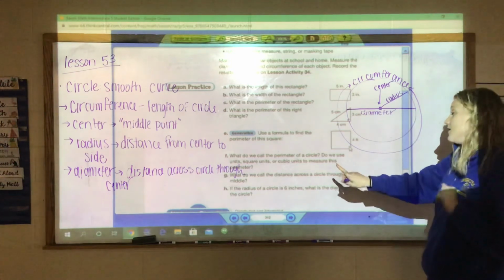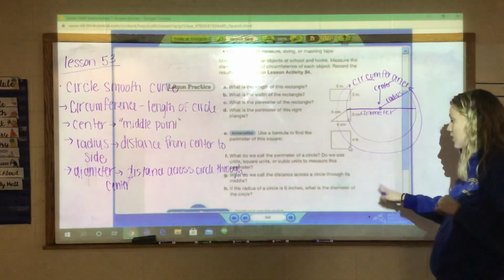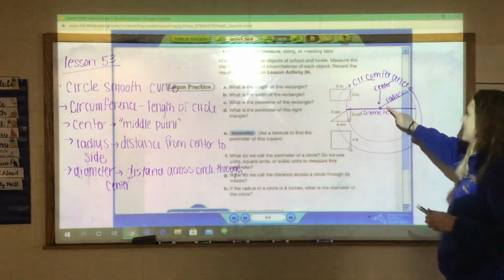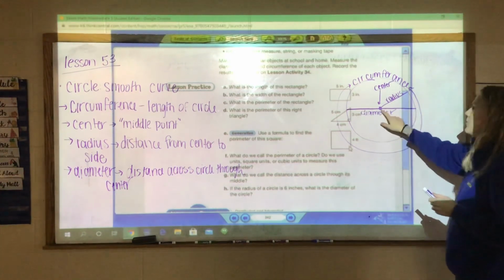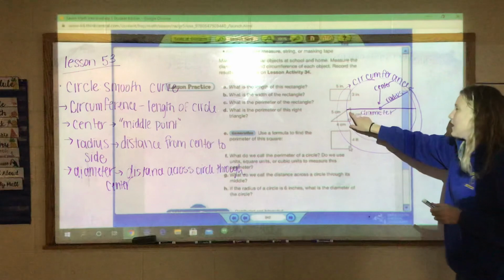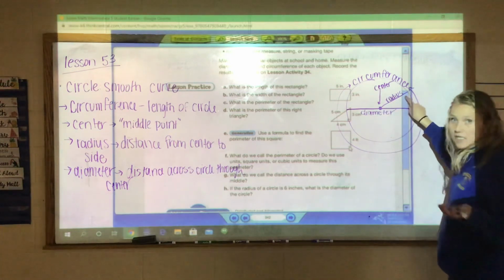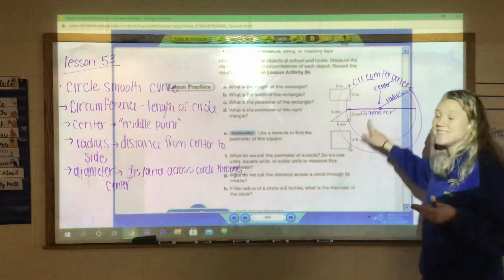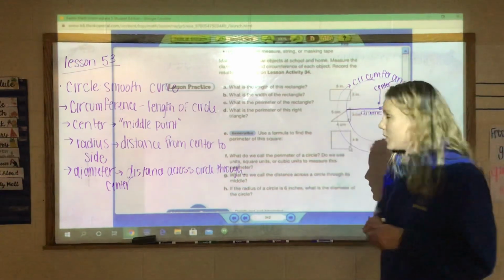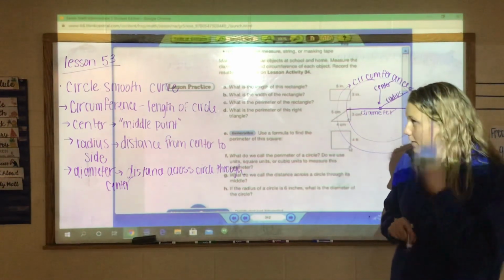And if the radius of a circle is 6 inches, what's the diameter? So the radius is half of your diameter, because this is just going from side to side. So if the radius is 6, then your diameter would be 6 times 2, or 6 plus 6, and it would be 12.